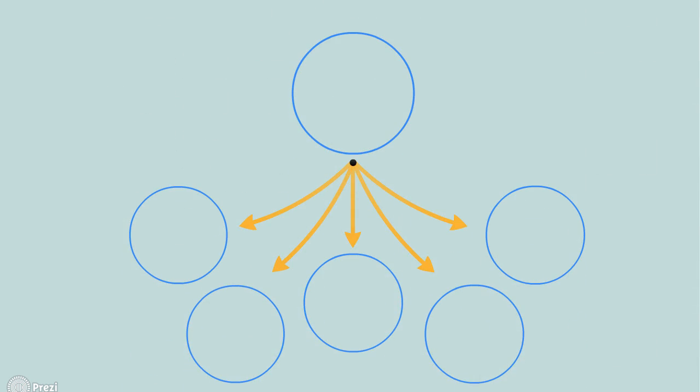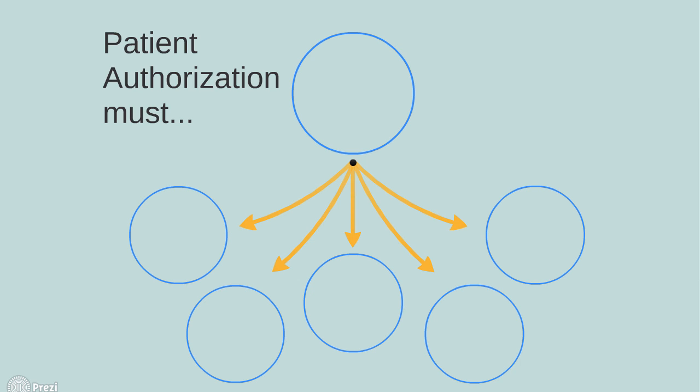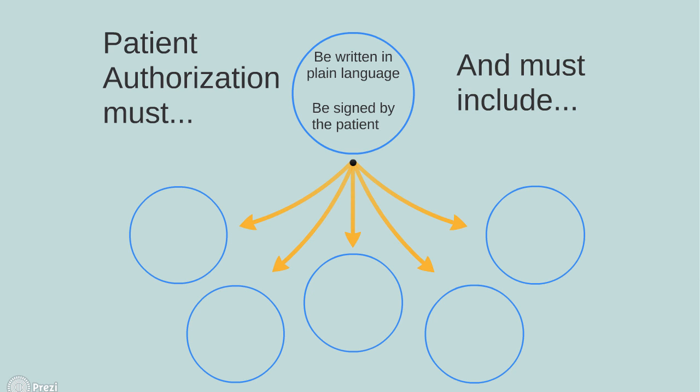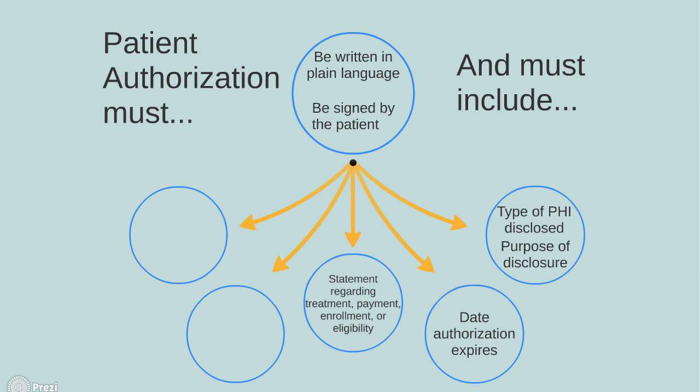When patient authorization is required, the authorization must be written in plain language and be signed by the patient. Authorization must include the type of PHI disclosed, purpose of the PHI disclosure, the date authorization expires, a statement regarding ability or inability to make treatment, payment, enrollment, or eligibility a condition of patient authorization, the patient's right to revoke authorization, the name of the person or group receiving the patient's PHI, and a notice of potential redisclosure of PHI.